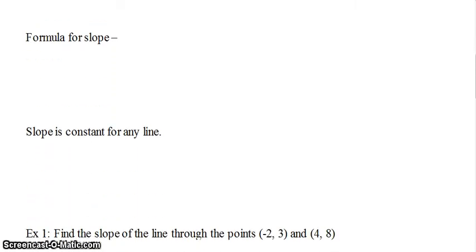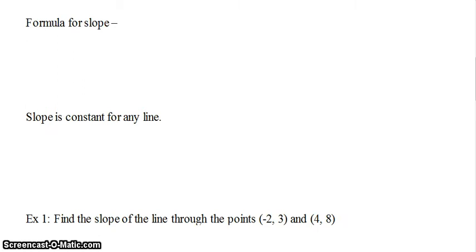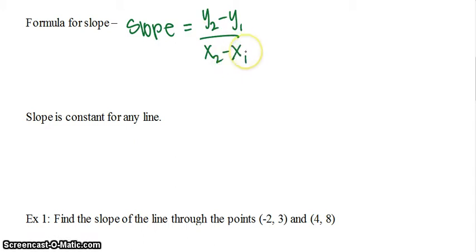So we're going to give you the formula for slope. So slope equals y2 minus y1 over x2 minus x1. And I'm going to explain that in a second. Okay, so if you're given 2 points, so you have your first point and your second point.